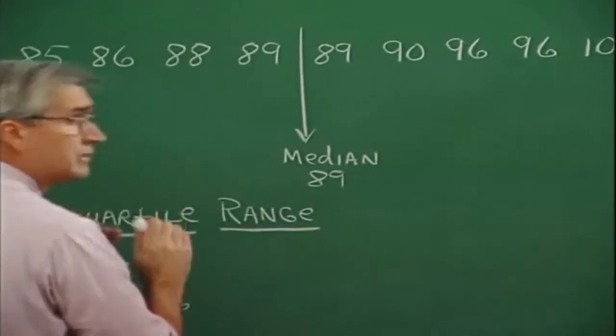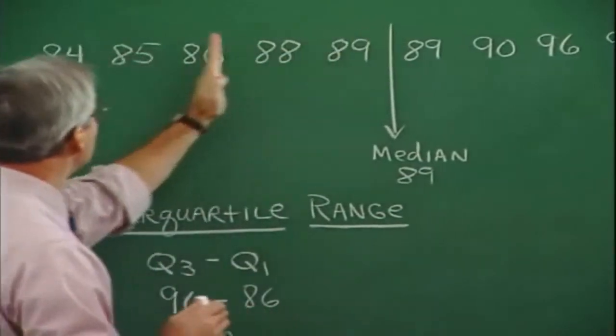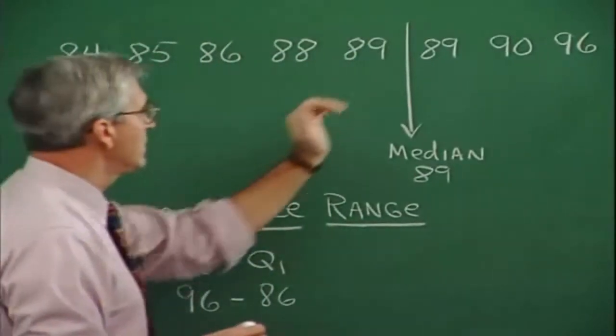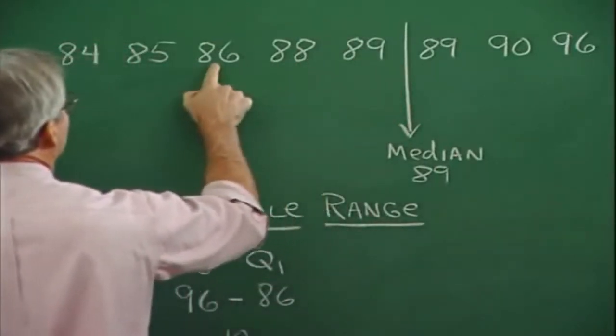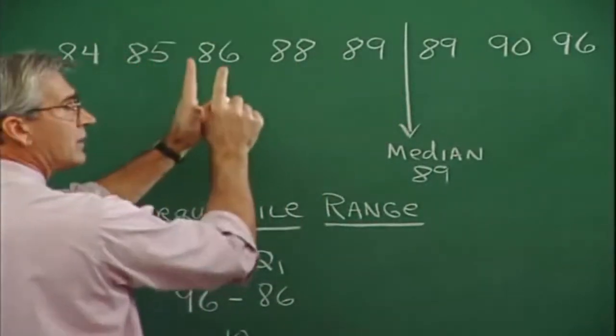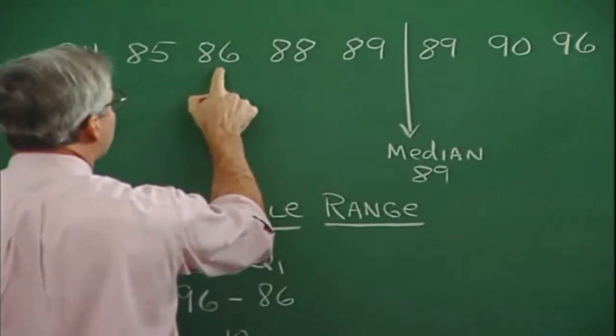Now, from that position, we'll take half of the data, or find the median for this group, and then the median for that group. The median, let's see, we have 1, 2, 3, 4, 5 numbers, and since it's an odd number of them, there is a distinct middle one, and it's this one.